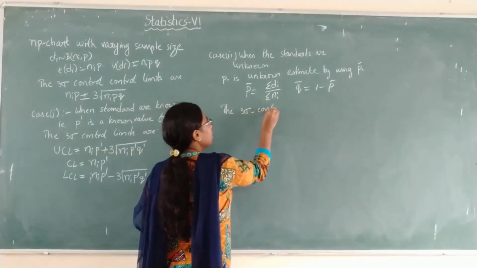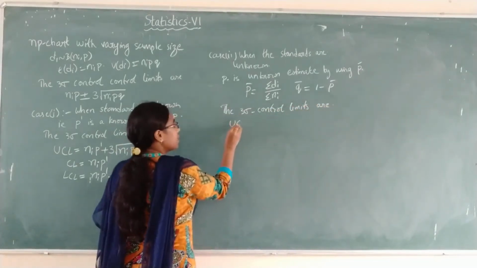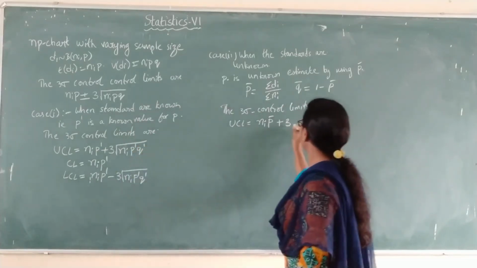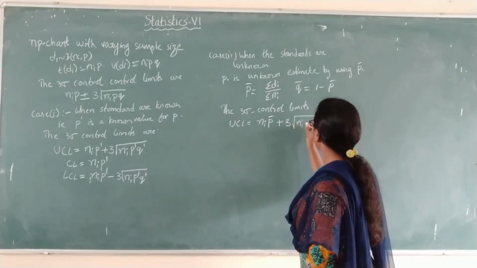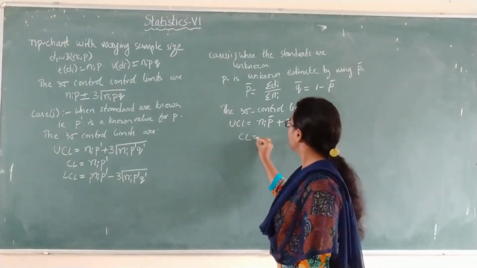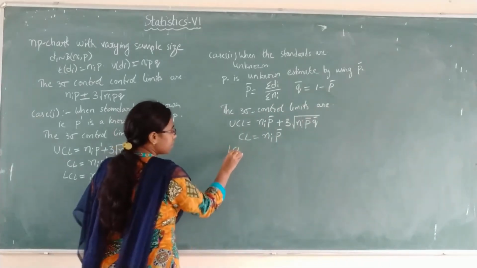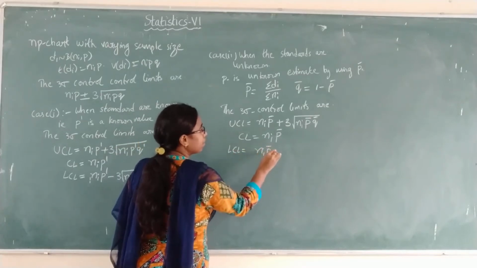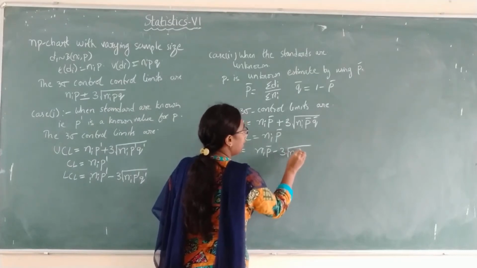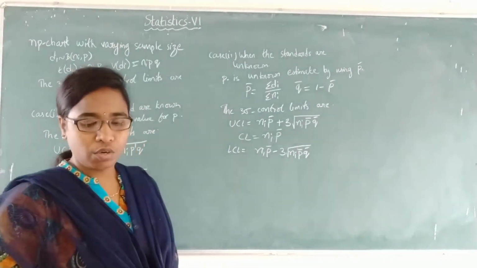The 3 sigma control limits are, so first UCL equals to Ni P bar plus 3 into under root Ni P bar Q bar. Next, similarly, CL equals to Ni into P bar and LCL equals to Ni P bar minus 3 into under root Ni P bar Q bar. So these are the control limits for the construction of NP chart.